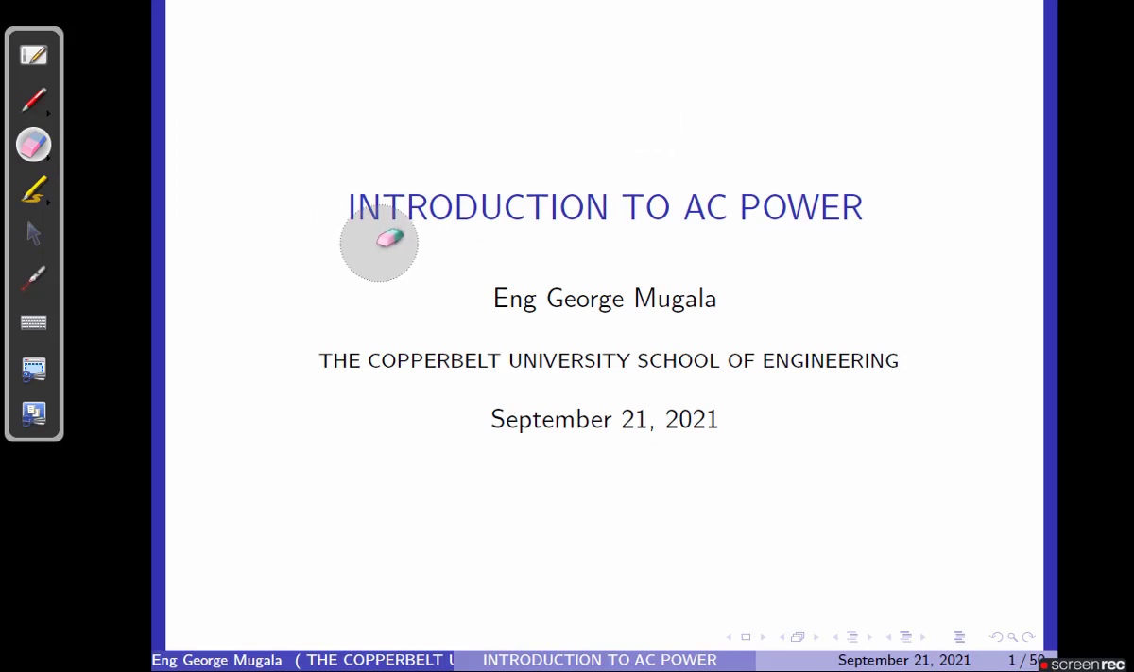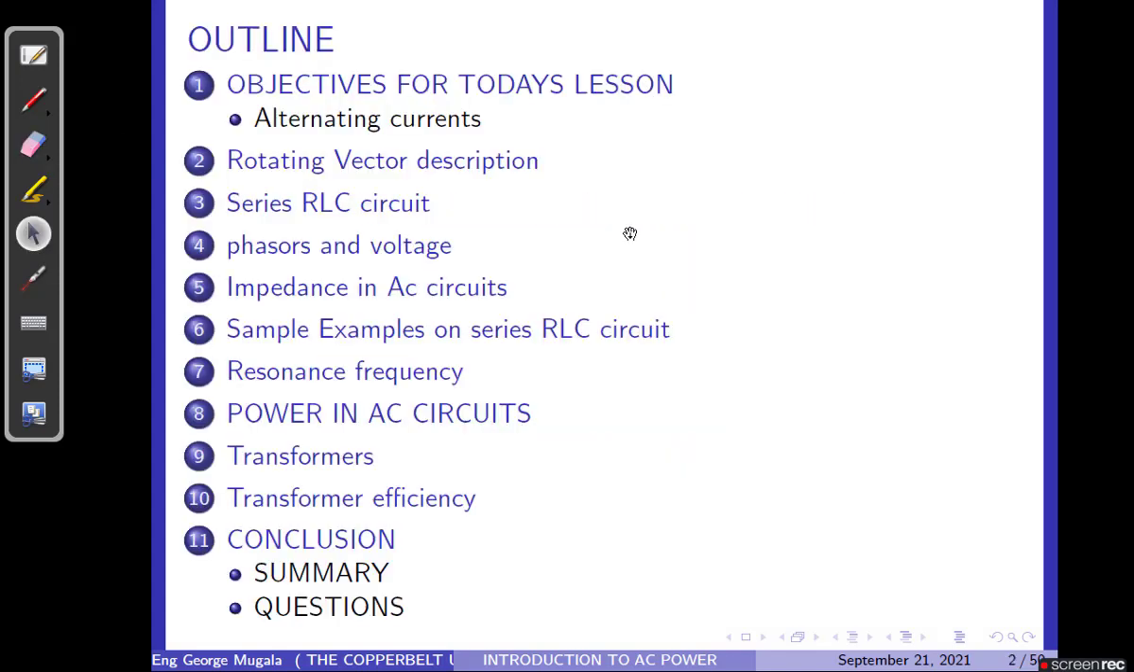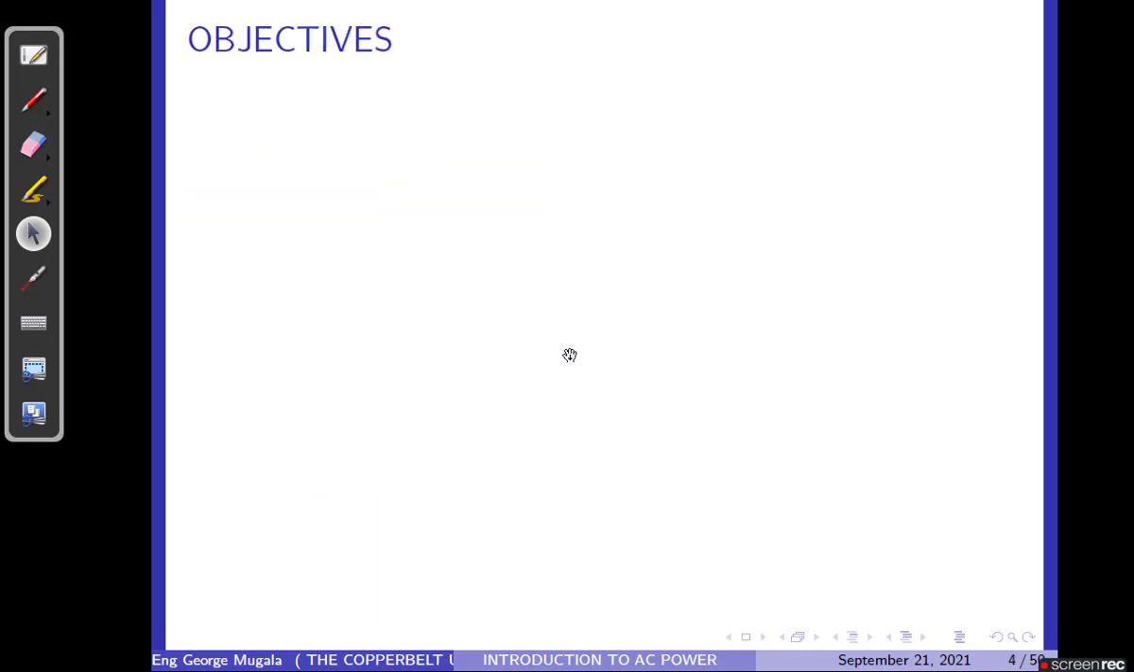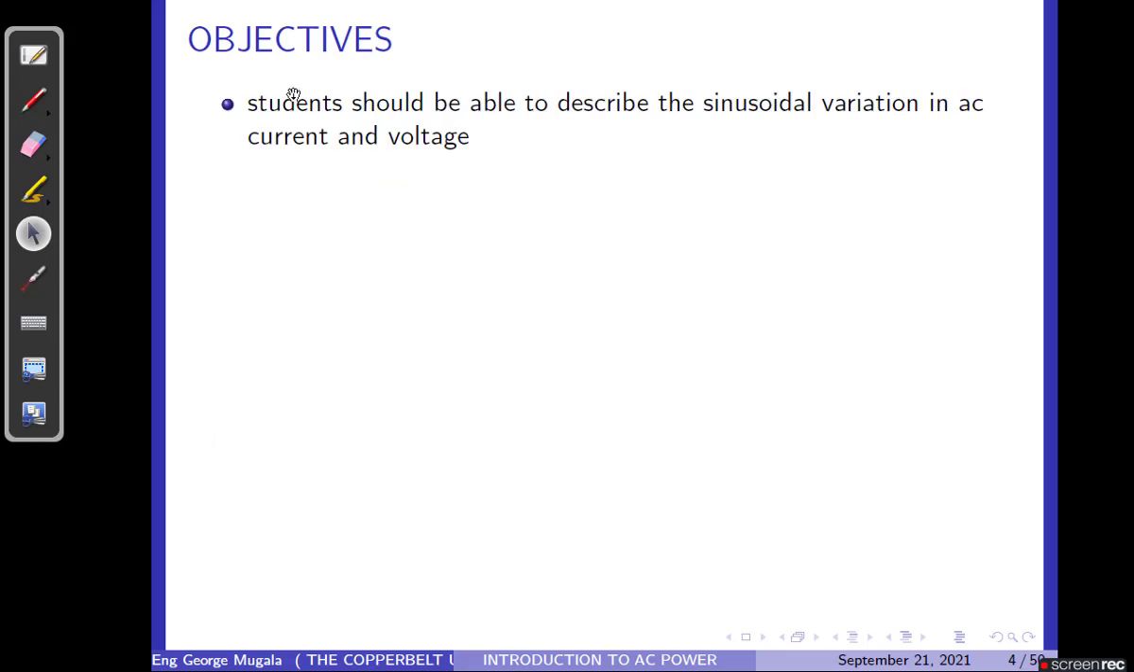And so therefore, this is a very, very important topic to discuss. I would like you to pay attention, because a number of things are going to be discussed that are very pertinent. So let's try to see if we can make some progress. Now, the objectives for the lessons, this is the general layout of what we're going to look at. You should be able to describe the sinusoidal variation in AC current and voltage.